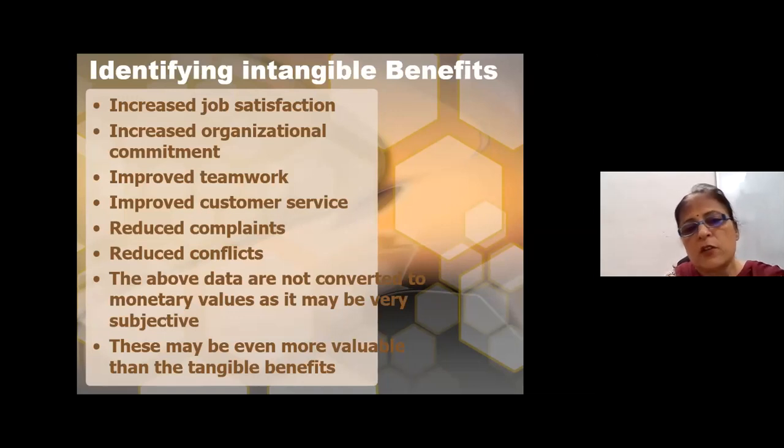in the hospital industry, etc., or other industries too, of course. Improved customer service is a thing that organizations aim at. Then the reduced complaints, they are also intangible benefits. Reduced conflicts. If the person knows how to handle that complaint, how to handle the customer, then the complaints would definitely reduce. Reduced conflicts, and that is a very important thing in the organization. If you are able to reduce the conflicts, the production will improve, the performance will improve.